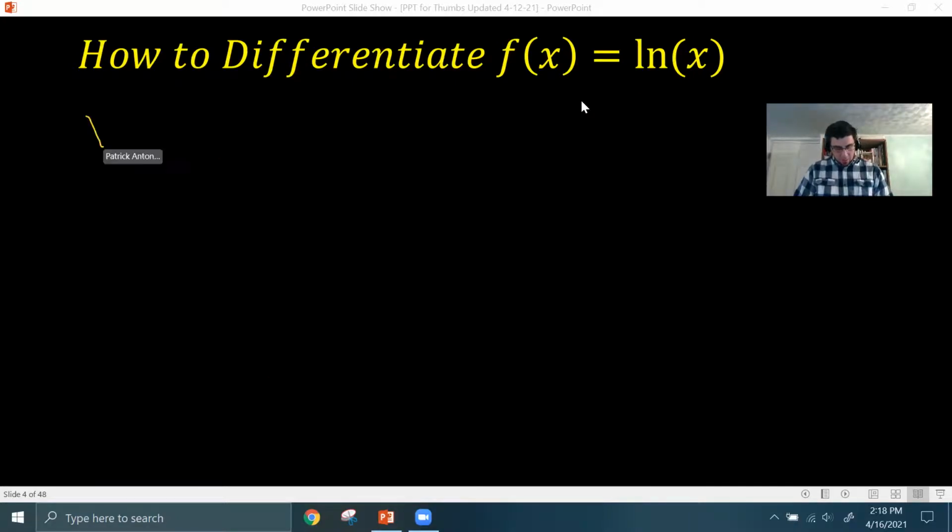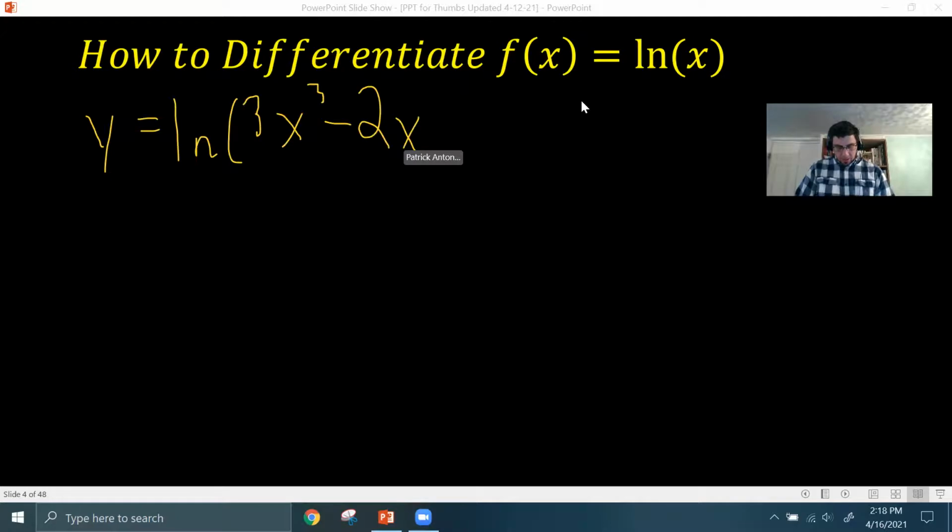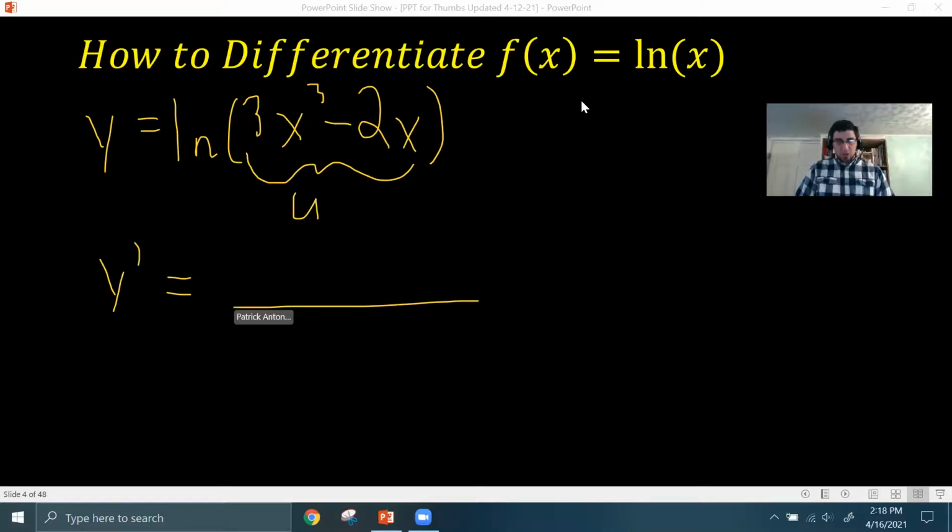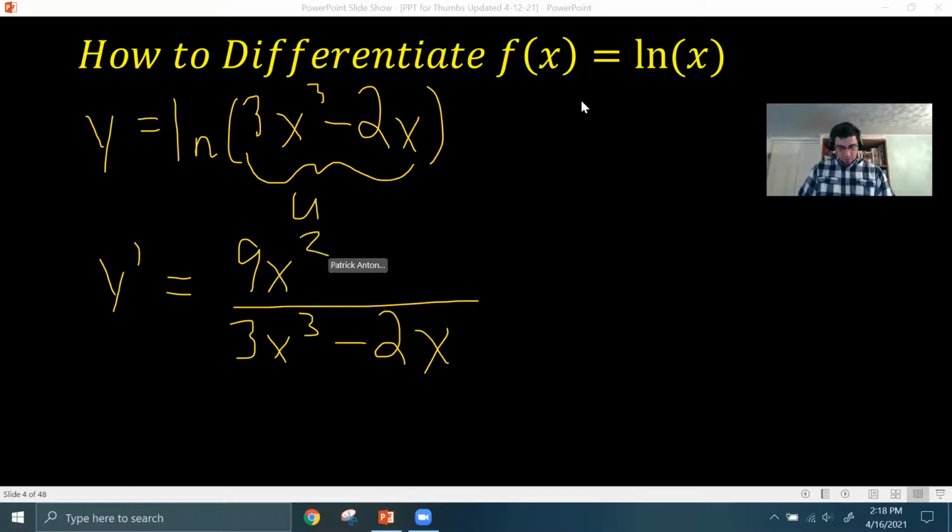Okay, so now let's say we have y equals natural log of 3x cubed minus 2x, and I want to take the derivative of that. Well, the first thing you want to do is identify the u. This is going to be the u. And you just remember that the derivative is u prime over u. So I normally like to just write the u first. And then the derivative of u, the derivative of that inside stuff, 3x cubed is going to be 9x squared minus the derivative of 2x, which is just 2.